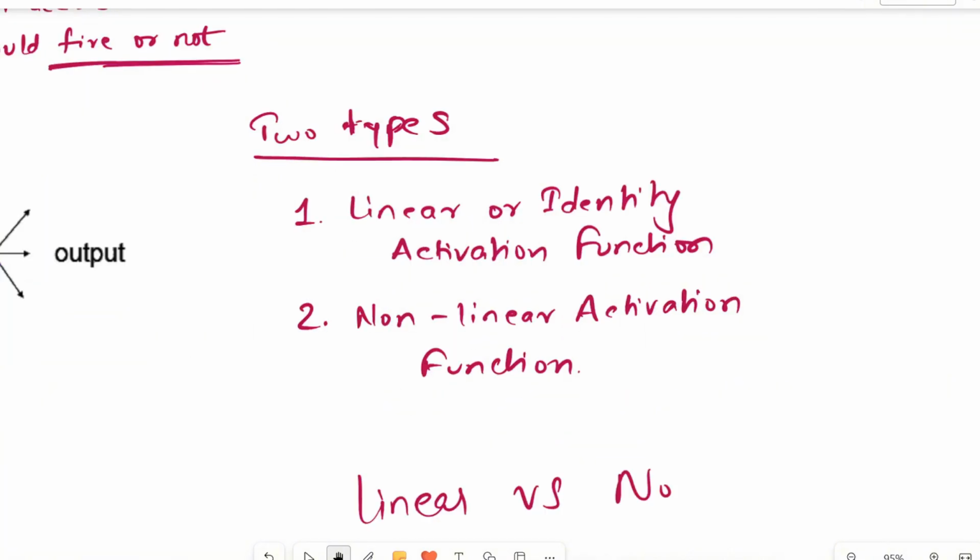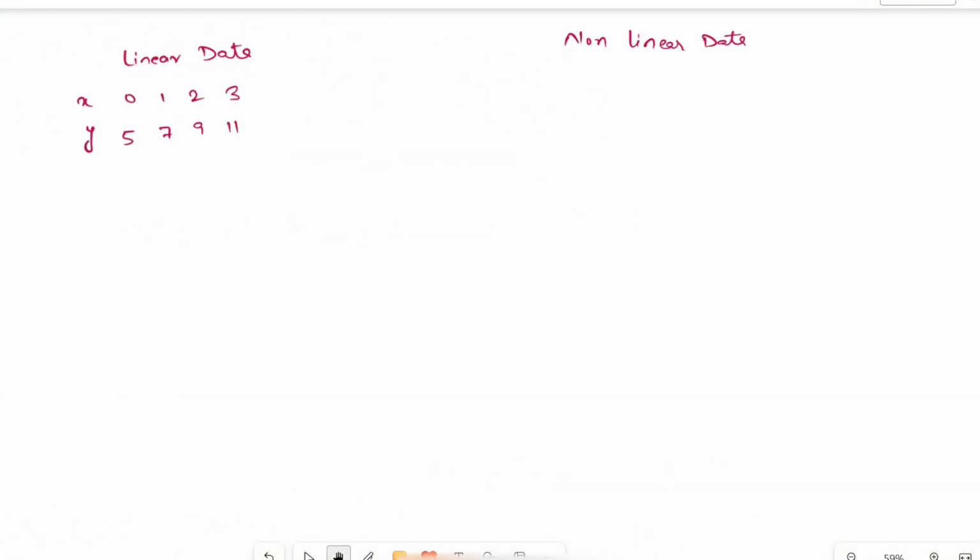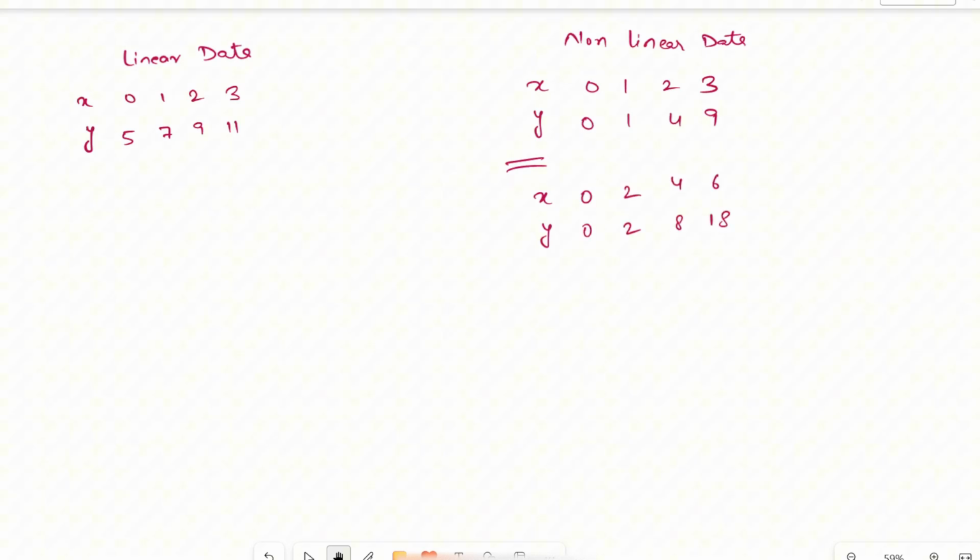Let's see the difference between linear and nonlinear relationships with a simple example. First, in the linear dataset, as our x value goes up by a constant value, that is by 1, the y value also goes up by a constant value, by 2. This constant and predictable change is a key sign of a linear relationship. Now, let's look at two examples of nonlinear data.